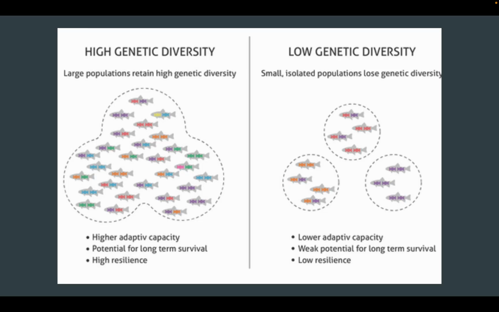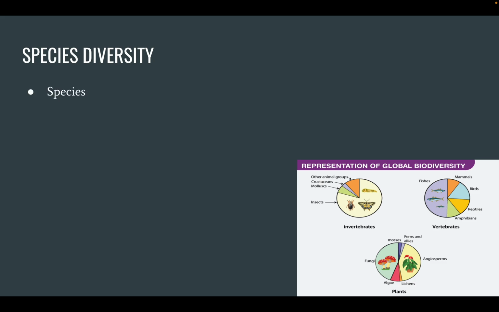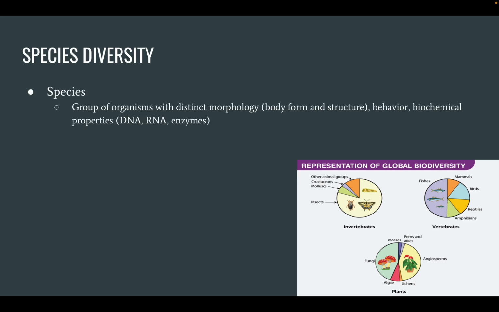So again, just to revisit, high genetic diversity is going to lead to higher adaptive capacity and potential for long-term survival, whereas low genetic diversity means that they are not as adaptive and are less likely to survive a sudden environmental change. Now, species diversity. Let's look at what a species is.